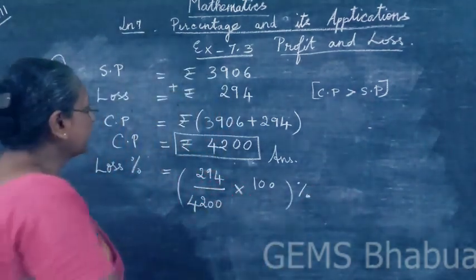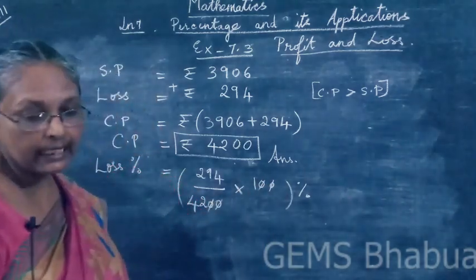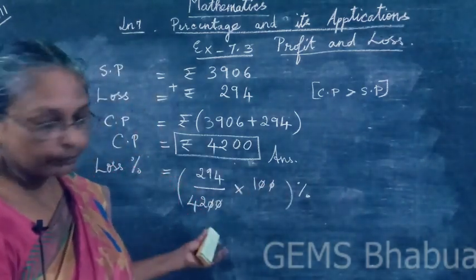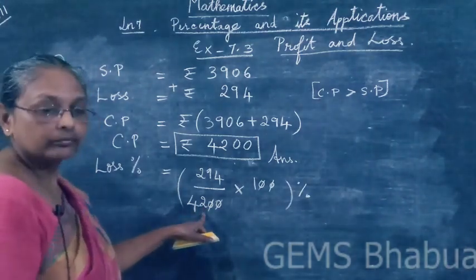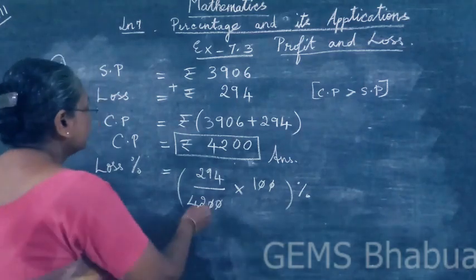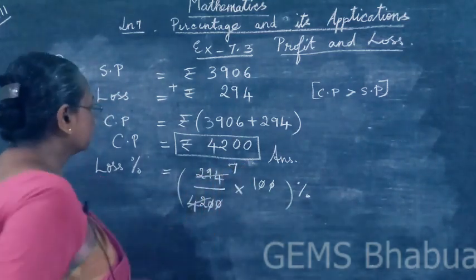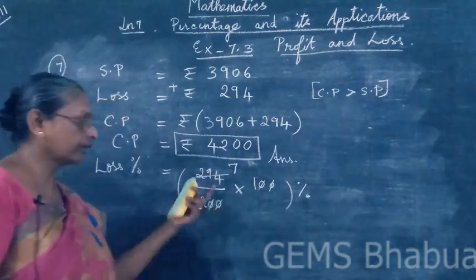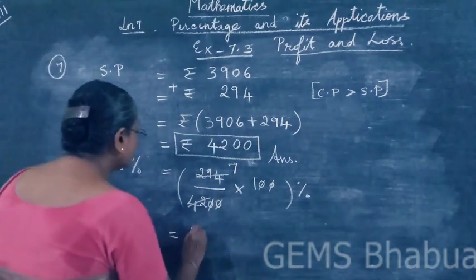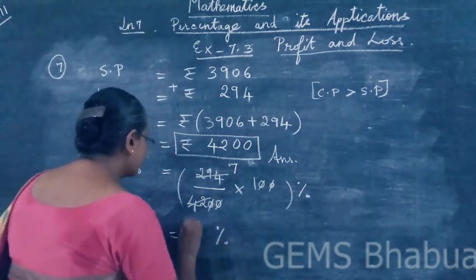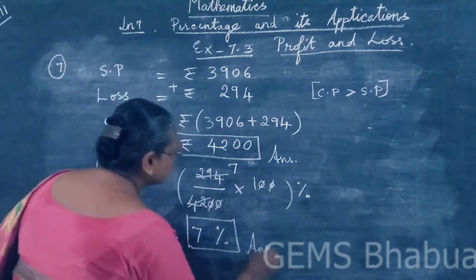So when we multiply, we can cancel first 0. 2 zeros we can cancel. Then we can reduce it, and when we multiply with 7, then this comes as 294. So we can straight away cut off also, or you can reduce and find out. So this will be 7%. So loss percentage is 7%. That is what we are required to find.